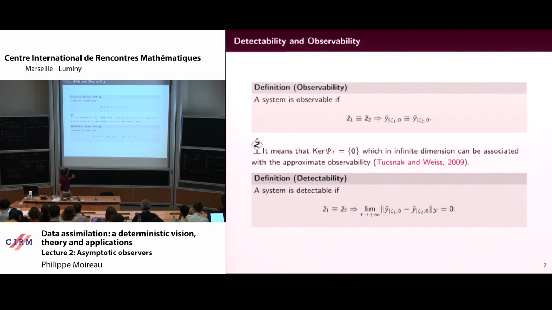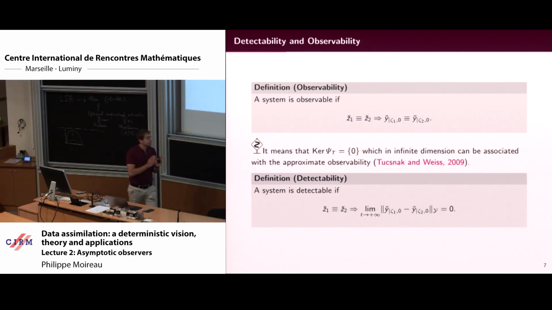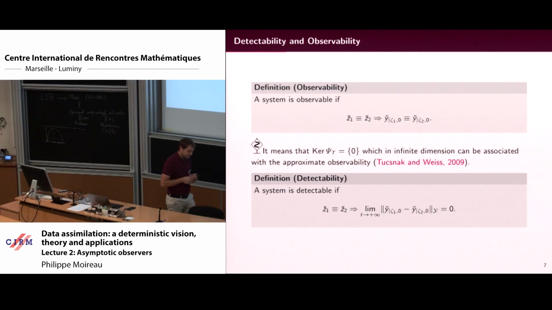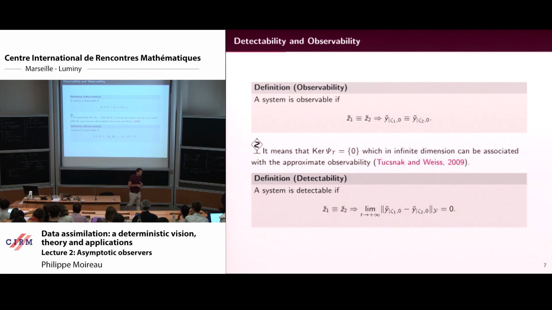Second definition is detectability. Detectability is really like the heat equation. Basically, it means that if you have the same observation, then you know that asymptotically your solutions will converge to each other. So for the heat equation it is already true because everything is converging to 0. So okay, you have the detectability. Basically, detectability is a little bit weaker. It means that you can observe the modes that are not already stable.